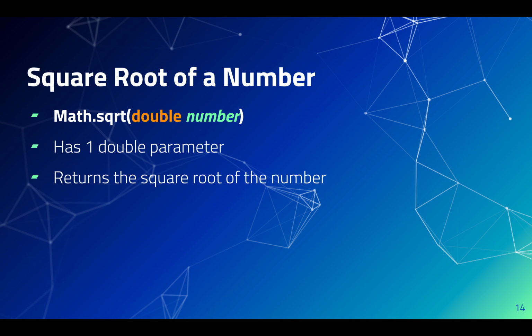Now, if you want to get the square root of a number, you can use the Math.sqrt method. It's just a fun way to say it, just SQRT. And this takes a double as a parameter, and it returns the square root of whatever you give it. So we start off with an integer variable, which is 25, and you'll see that we pass that integer into the square root method, even though the method requires a double.